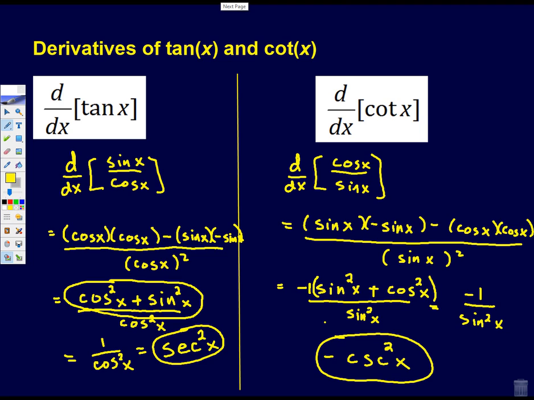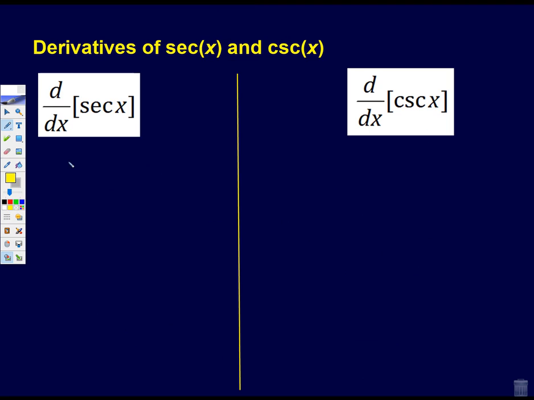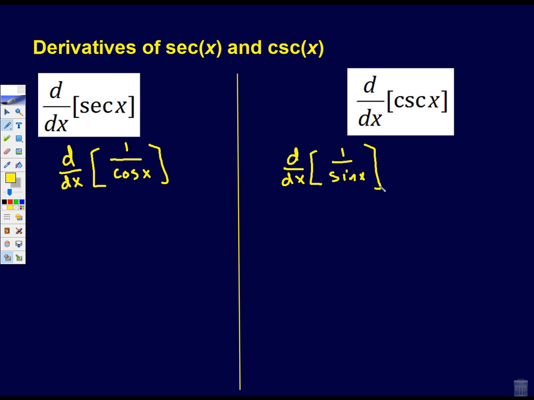Well, let's try this again with secant and cosecant. So on this one, for secant x, we will treat this like we want the derivative of 1 over cosine. And for cosecant, we're going to treat it like we want the derivative of 1 over sine x. And once again, we're going to use the quotient rule. I'm going to work out in great detail the first one, and I would suggest you pause the video and try to work out the second one yourself. So whenever I say low, we're talking about cosine x. Whenever I say high, we're talking about 1.